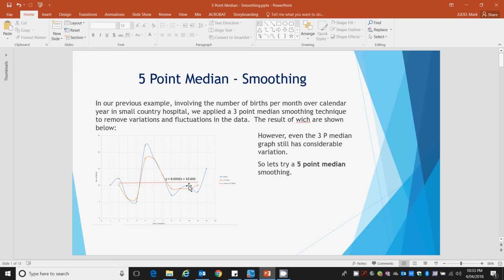The graph we can see here on display shows data in blue, which is looking at the number of births in a hospital for each month of a calendar year, compared to a 3-point median smooth. The 3-point median smooth has removed some of the extreme variation or fluctuations. However, there's still considerable variation in this orange graph as displayed. So let's try a 5-point median smooth.